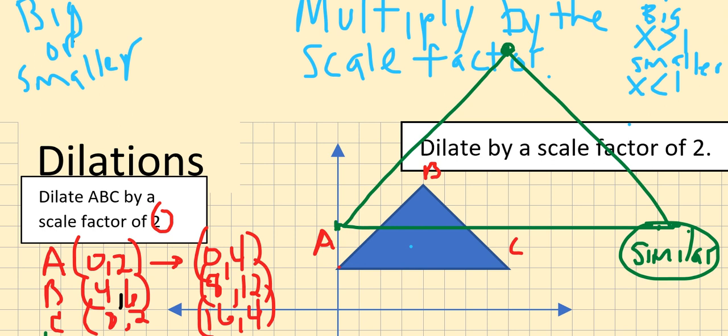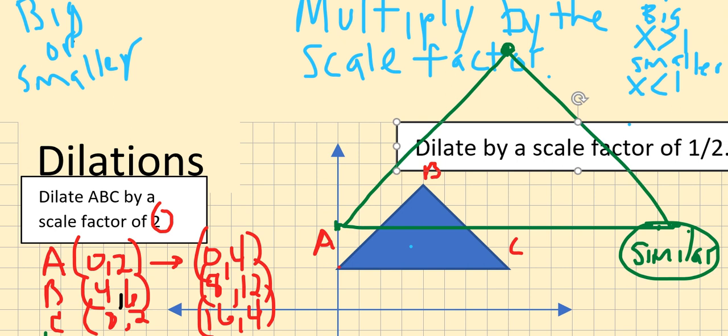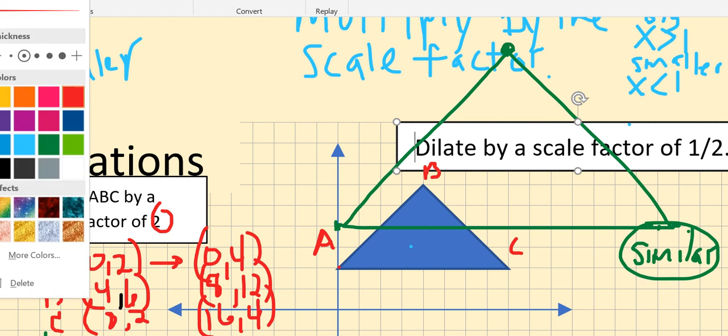Now, I am going to change this, and I'm not going to put the fraction in there. I am, but I just want you to understand it's going to look like this. Dilate by a scale factor of 1/2. So this is getting smaller. Okay? Let's do it. This is a different question. It's not the same question. You're going to be getting smaller.